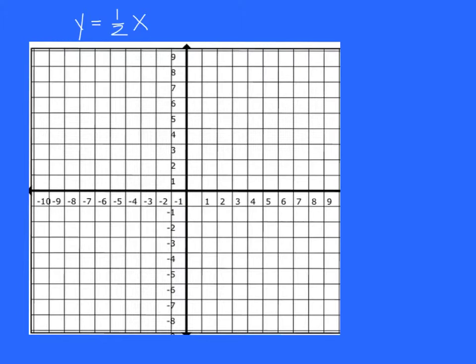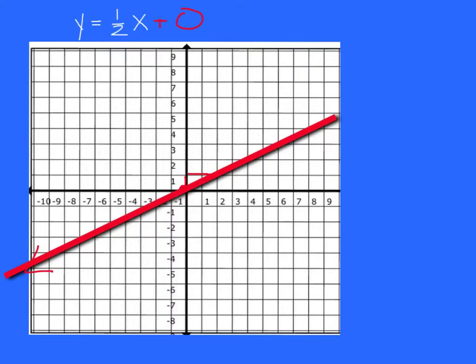On your graph, you have to go to 0 for the y-intercept and make a dot. And then go up 1 and to the right 2. When you get your tool out here and draw the line, should go like that. And the arrows here and there.